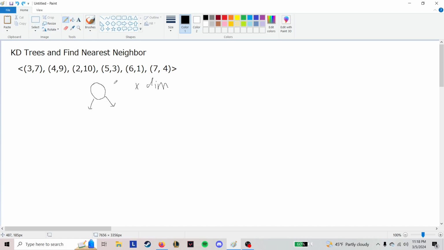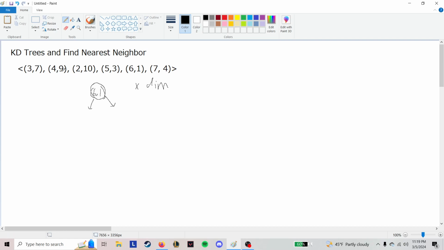And let's say I pick the point, let's see, what do I want? Say I pick the point 6, 1. This point is nice and in the middle. And again, I'm comparing the x dimension. So on the right side is going to be all points that have x coordinate greater than 6, and on the left is going to be all points that have x dimension less than 6.